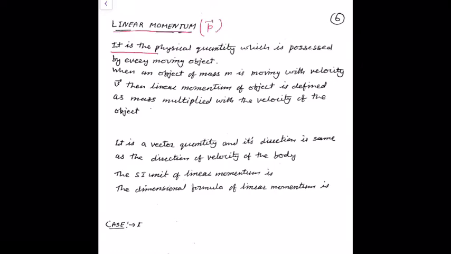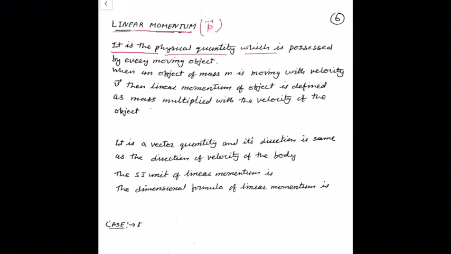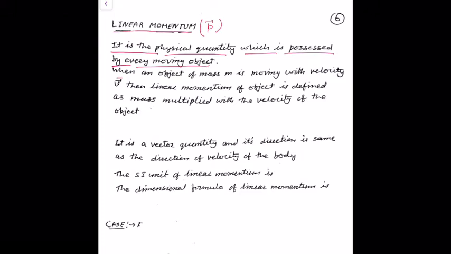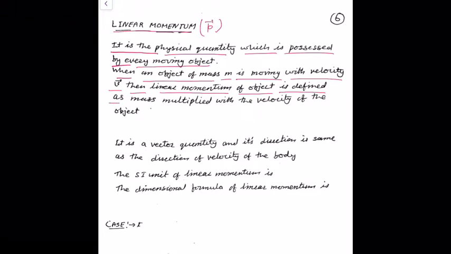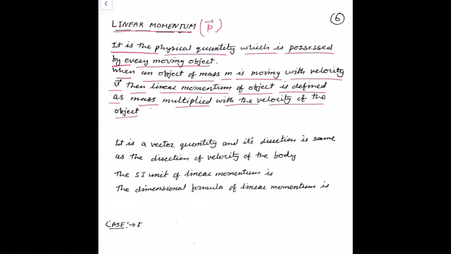It is a physical quantity which is possessed by every moving object. When an object of mass small m is moving with velocity v vector, then the linear momentum of the object is defined as mass multiplied with the velocity of the object. That is, p is equal to m into v vector.